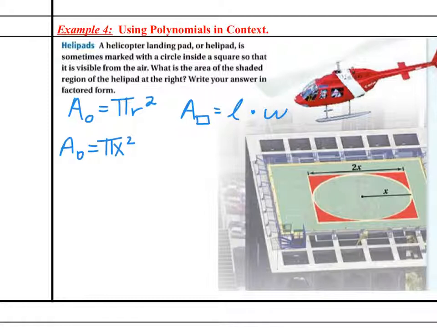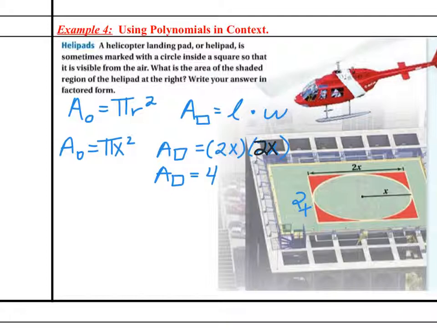This is a square. So if this side is 2x, then the other side is also 2x. So length times width would be 2x times 2x. If I multiply 2x times 2x, then I'm multiplying the numbers, so the coefficients together, and then I add the exponents. So the area of the square is what? 4x squared.